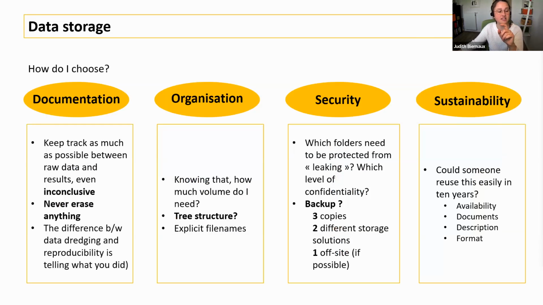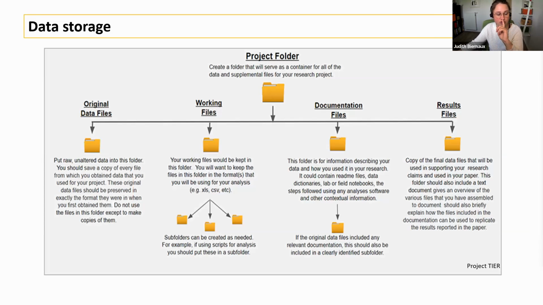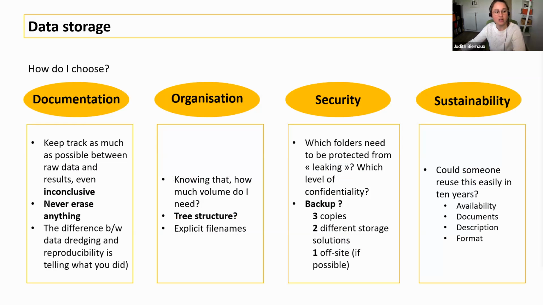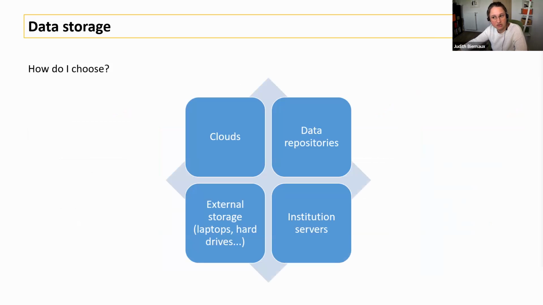So that means that you have your original data files and your documentation files. These are the files that are useful when you are planning a publication, okay? So, organizing your data in a relevant manner and guaranteeing the security of your data. For example, if your folders need to be protected from leaking, if you need a certain level of confidentiality, there are some storage solutions in these families that you cannot use.